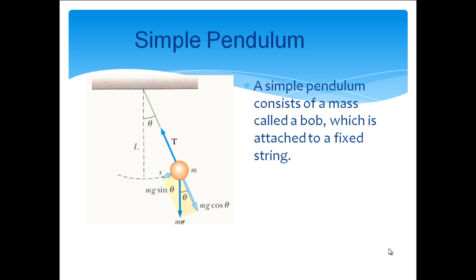So a simple pendulum consists of a mass called a bob. I don't know why they called it a bob, not a Steve, but they called it a bob, which is attached to a fixed string.